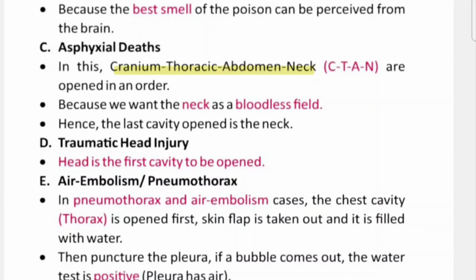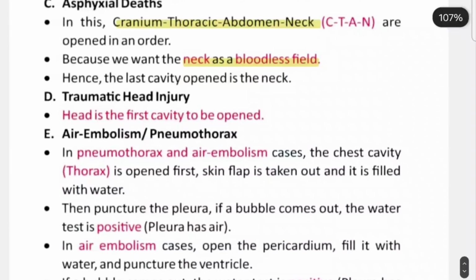In asphyxial deaths, the cranium, thoracic cavity, abdomen and neck are opened in order. You go from cranium to thoracic, abdomen and neck. This is the sequence you have to perform. We want the neck as a bloodless field, hence the last cavity opened is the neck. In traumatic head injury, the head is the first cavity to be opened.